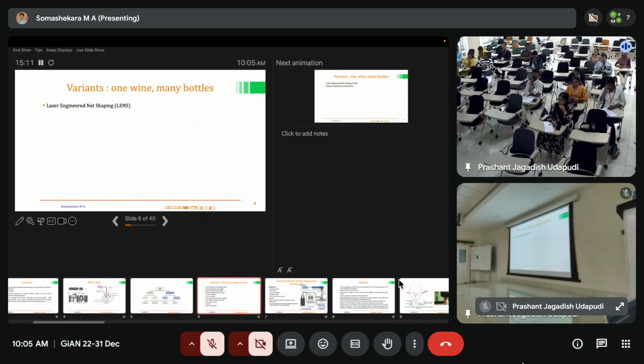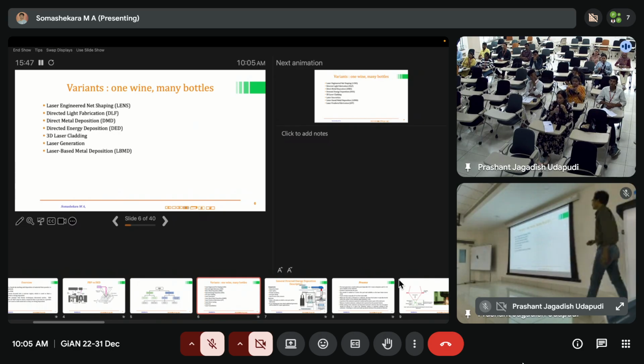So there are again different variants that you will find with the technologies, right? As I said, early when the technology started, it was more of laser engineered net shaping, which is nothing but LENS. People call it net shaping because you are almost getting the actual shape but not exactly, which means you still need to go for some more post processing of these technologies, right?